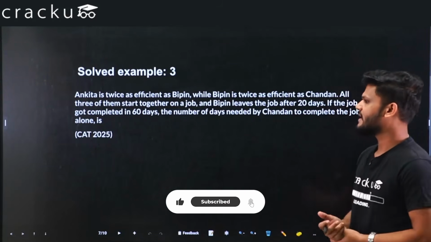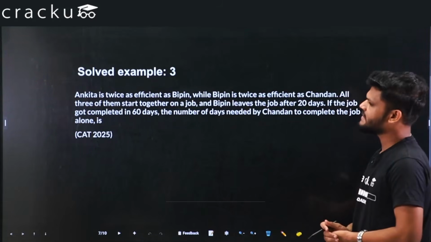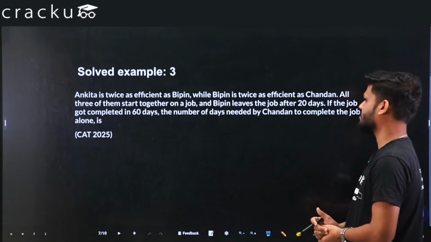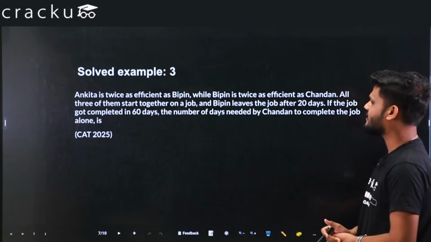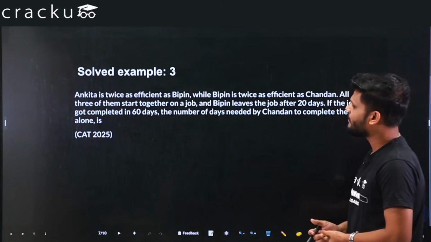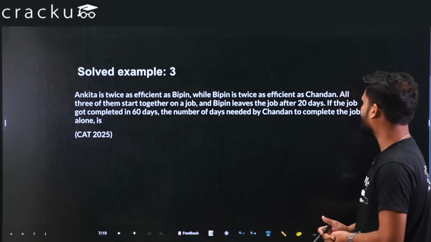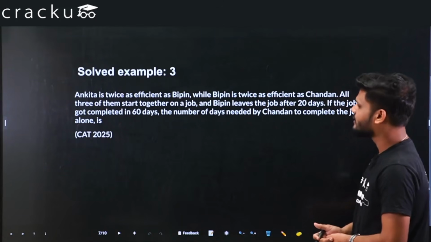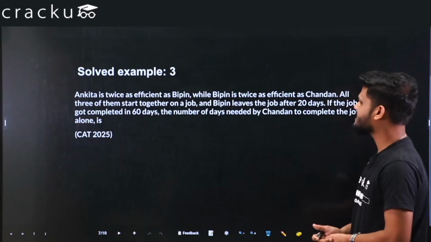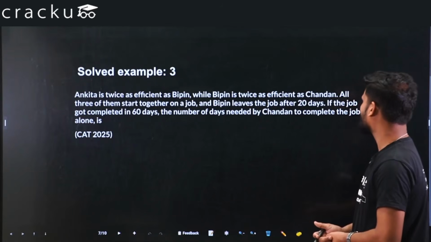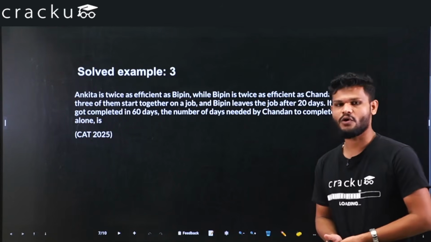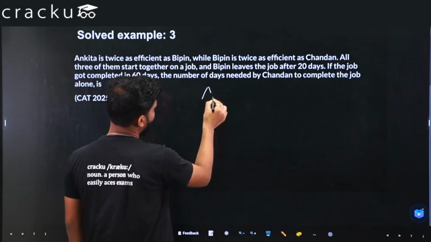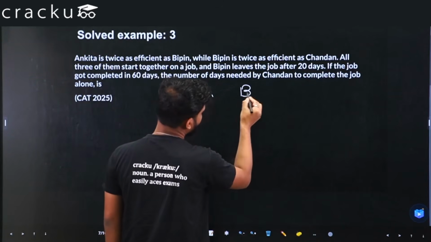So in this question we are given Ankita is twice as efficient as Bipin, while Bipin is twice as efficient as Chandan. All three of them start together on a job and Bipin leaves the job after 20 days. If the job gets completed in 60 days, the number of days needed by Chandan to complete the job alone is what? So if you look here, we have A, B, C.